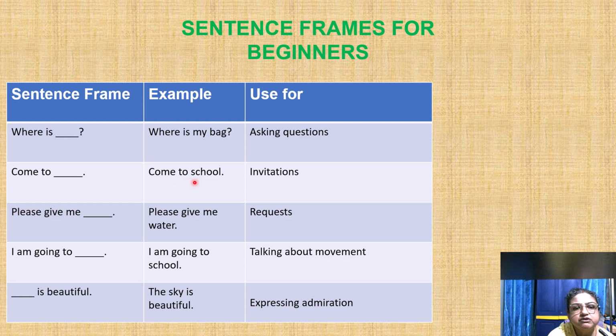Come to school, invitation, any invitation. Come to the function, you can write. Come to any marriage ceremonies in your house, you can invite in that way. Please give me water, request. Please give me a pen. Please give me your sharpener. So in this way you can write, please give me your storybook. So in this way you can request someone when you ask something in a request way.